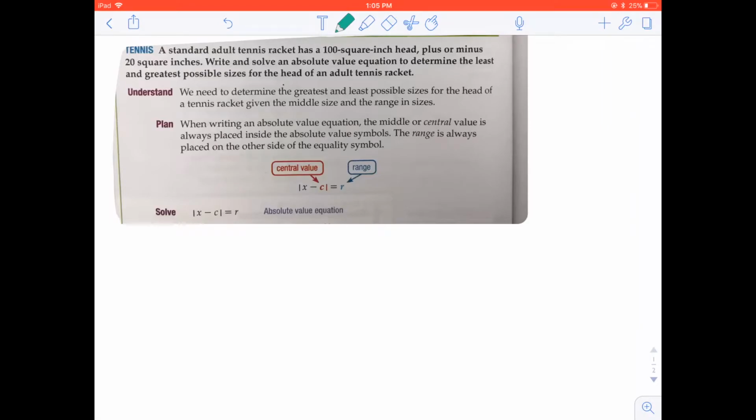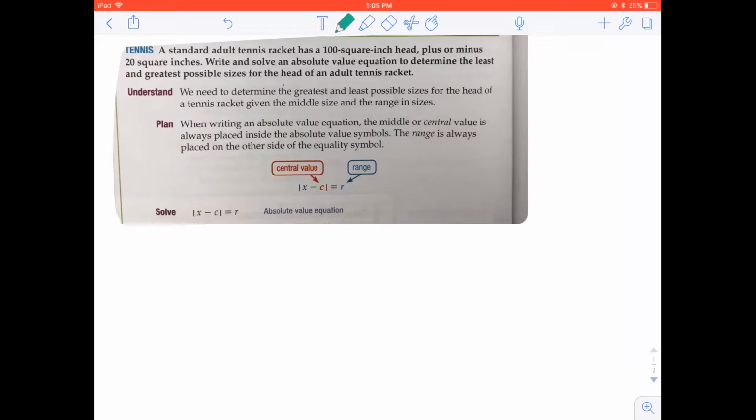Alright guys, so I've been noticing we've been having a little bit of trouble writing our absolute value equations when we're given a word problem. So I'm going to go over these in a little more detail for you if you're having trouble. Okay, so I'm going to go over this first kind of simple example.